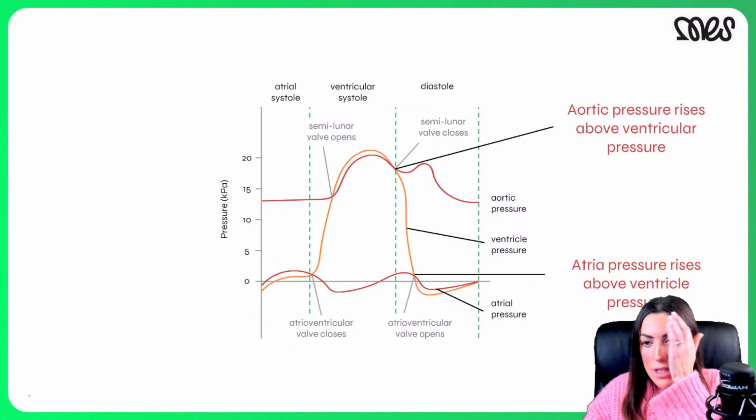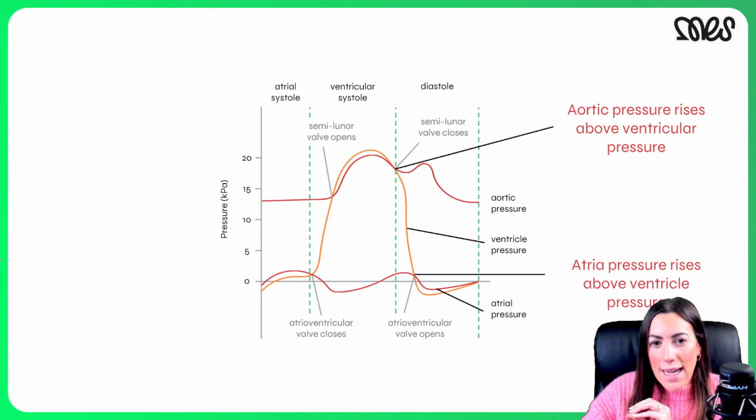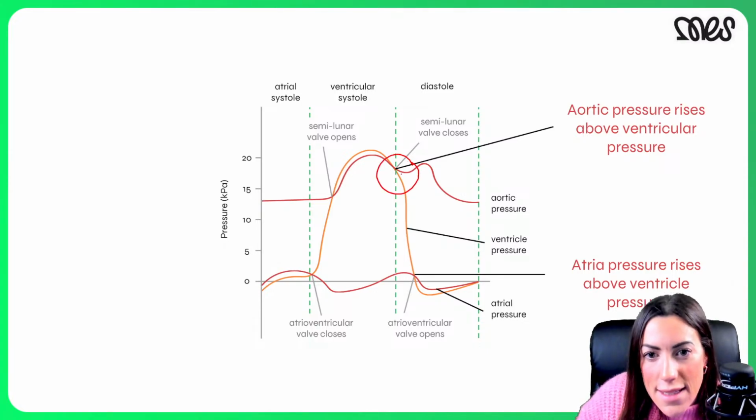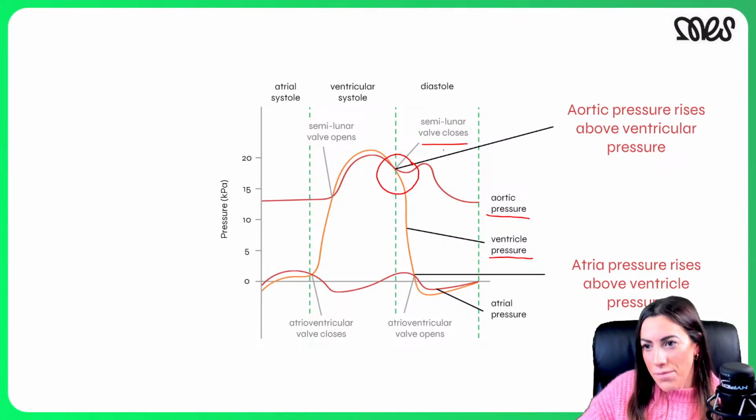It looks complicated, but it's really not. All you've got to do is look at the lines carefully. Like, let's look at this one again. If you look carefully at those lines, you can see the red line is higher than the orange line. The red line is the aorta pressure. The orange line is the ventricle pressure. If you look at that point, the red line has just gone above the orange line. So the aorta pressure has exceeded the ventricle pressure. And when the aorta pressure is higher than the ventricle pressure, the semilunar valves have to close, or the blood could just fall back into the ventricles. Okay.